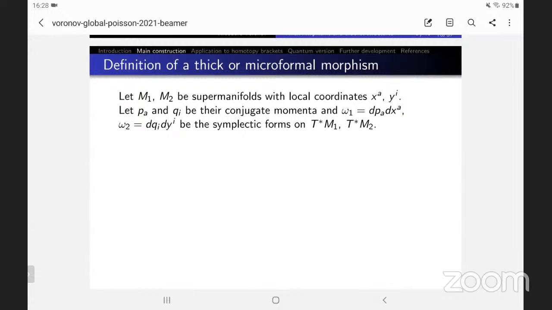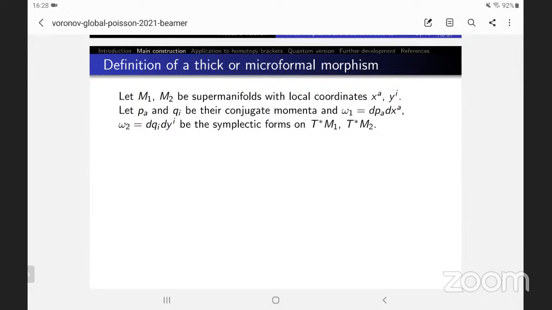Now, I need a notation for conjugate momenta, and please, people in classical mechanics, forgive me for denoting by q's the momentum variables for the second manifold. I don't have too many letters, so q's are supposed to be position variables, but here they play the role of momentum variables.